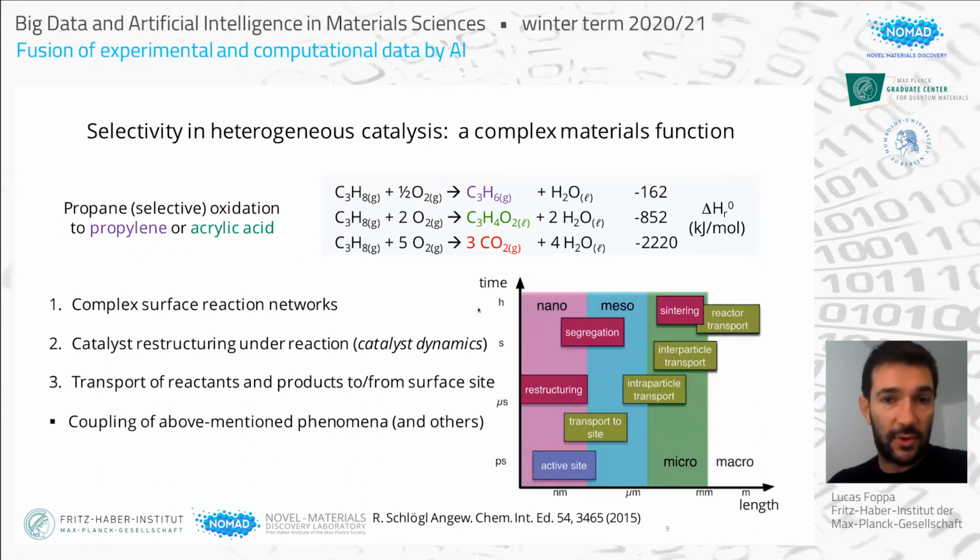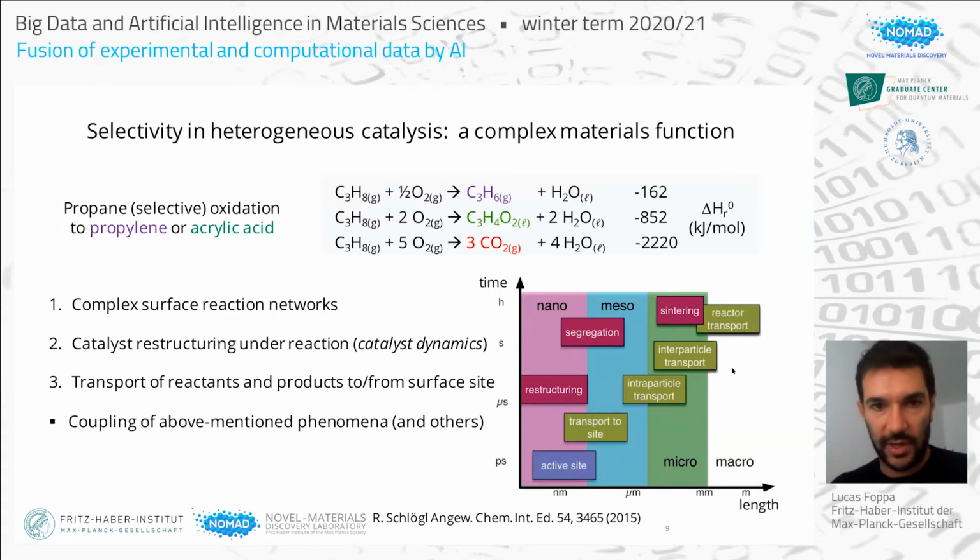Finally, we not only have all these very complex phenomena, but they all couple. So we have the coupling of these above mentioned phenomena and others in different time and length scales. And here you see this graph. I'm showing that on the y-axis you have time, and on the x-axis we have length. And all these phenomena can take place: the reactions at the active site, the restructuring of the catalyst, and we have others that we don't mention here so far, such as segregation or sintering, and the transport of the reactants and products. So this makes the situation very complicated.